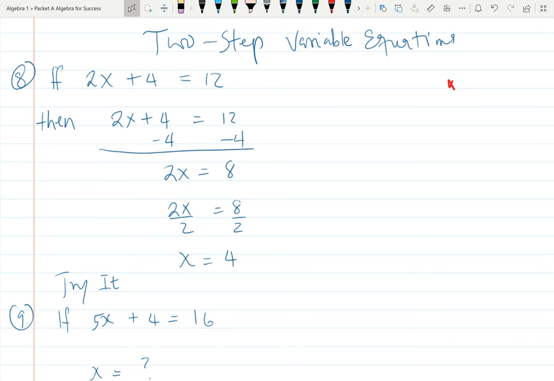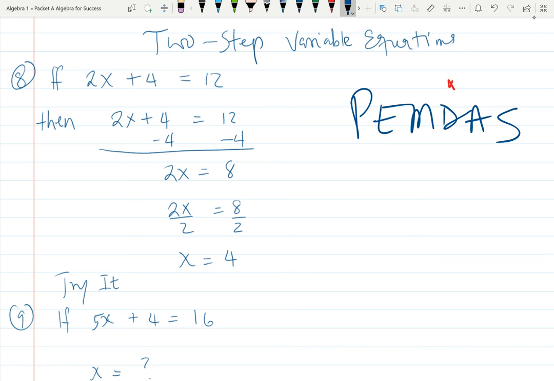Two-step, pretty much. We are going with the reverse of PEMDAS. This time that means we are going to work on the addition first by reversing it. So we subtract, since it's adding. We subtract 4 from both sides.